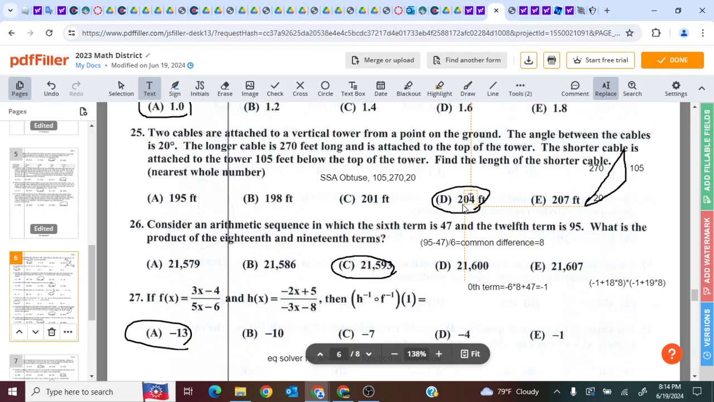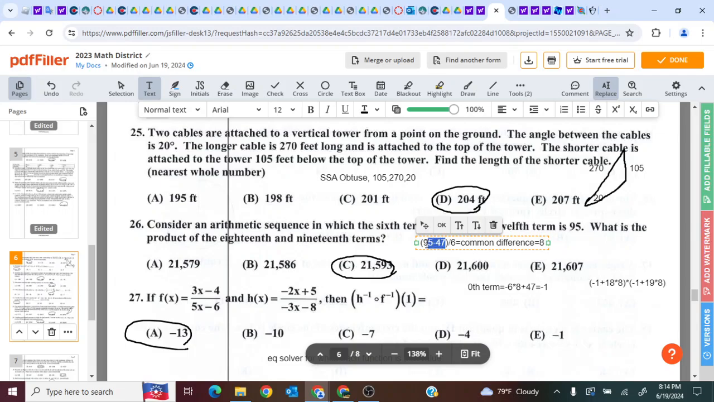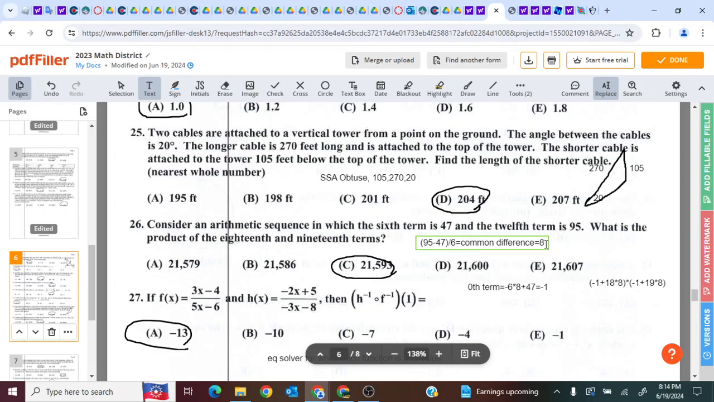26, consider an arithmetic sequence in which the 6th term is 47 and the 12th term is 95. What's the product of the 18th and 19th term? So first off, you've got to figure out the common difference between them. 47 increases to 95 over 6 terms. So you figure out the common difference by taking the difference between those and dividing by your 6 terms. And you get a common difference of 8.